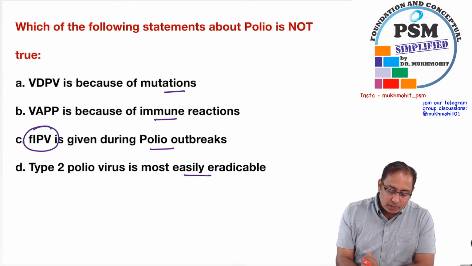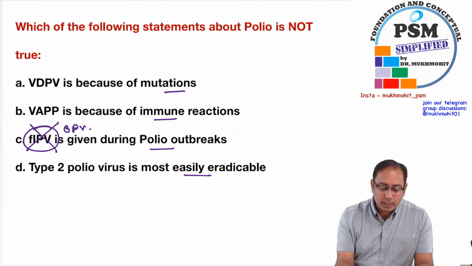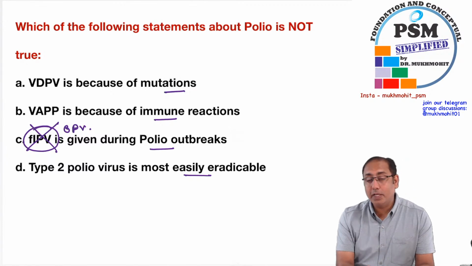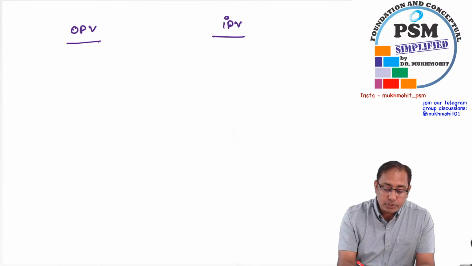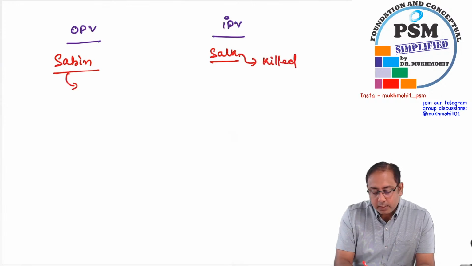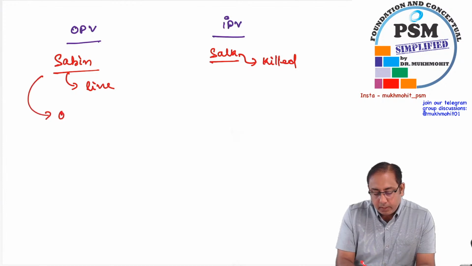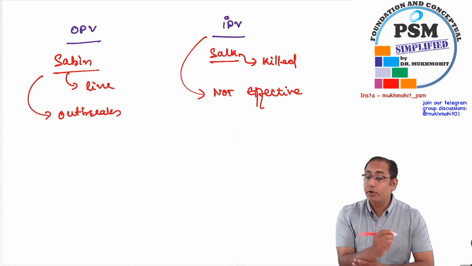So absolutely correct, it is not FIPV, it is OPV which is given during the outbreaks. A very frequent question, and during the quiz session which we conduct almost every day, some of the students had doubts regarding OPV and IPV. Please note that OPV is the Sabin strain, IPV is the Salk. Salk is a killed vaccine. Sabin is a live vaccine. It can be given during outbreaks, and IPV is not effective in outbreaks.